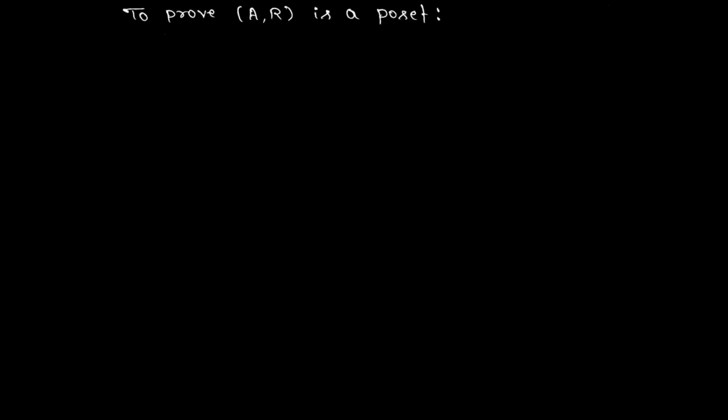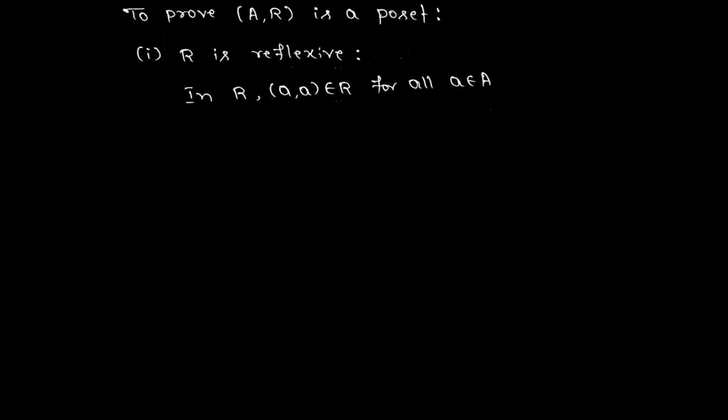Now let us write the lines of the proof. That is to prove A comma R is a poset. First case, we need to say R is reflexive. Yes, we know that for all elements in A, we have loops. Therefore, we can write like this: in R, A comma A belongs to R for all elements A belonging to A.